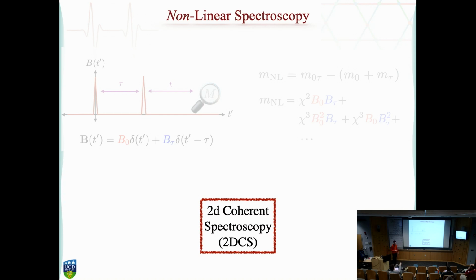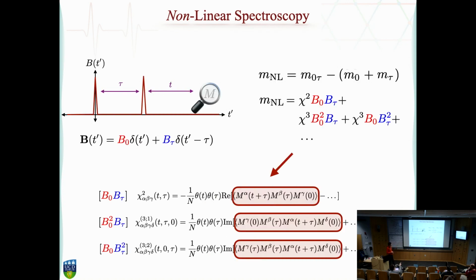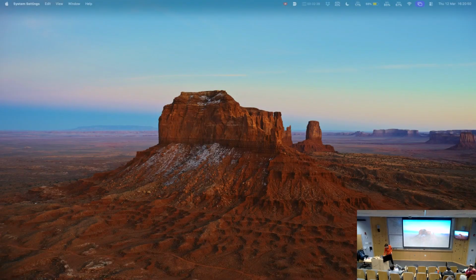Maybe this is a silly question, but when you showed the correlator expression, the chi-2 was the real part and the chi-3s were the imaginary part. Is there any important, in the linear response we think of it like the real part is the reactive part and the imaginary part is the dissipative.